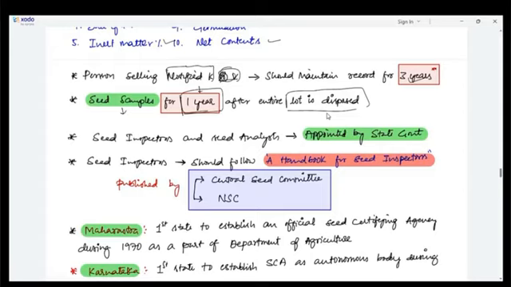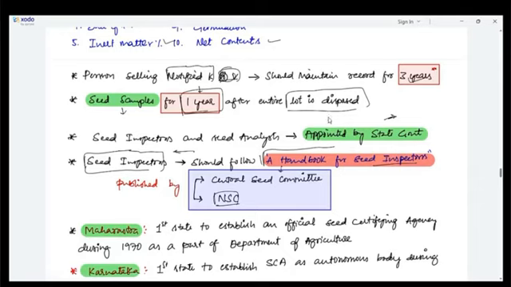Okay, and next it is seed inspector and analyst. They are appointed by the state government. These types of questions might be directly asked in the exam, so make sure to remember this. While exercising their powers, seed inspectors should follow a manual called the Handbook of Seed Inspector. This handbook is jointly published by the Central Seed Committee and the National Seed Corporation. These are the guidelines for the seed inspectors.